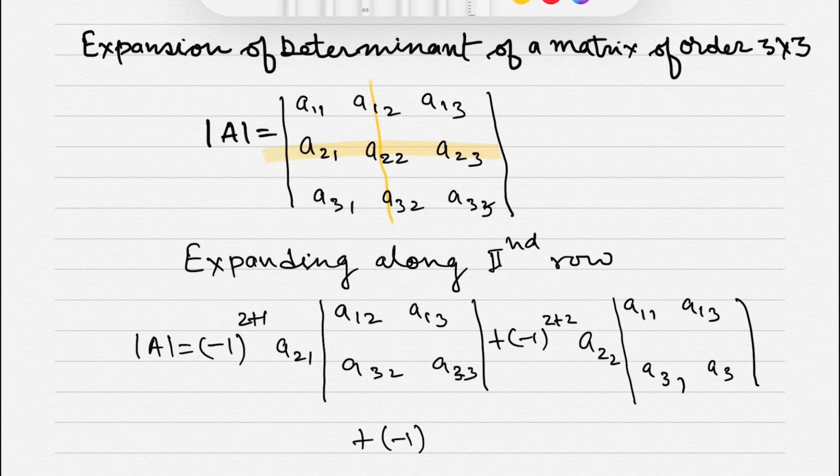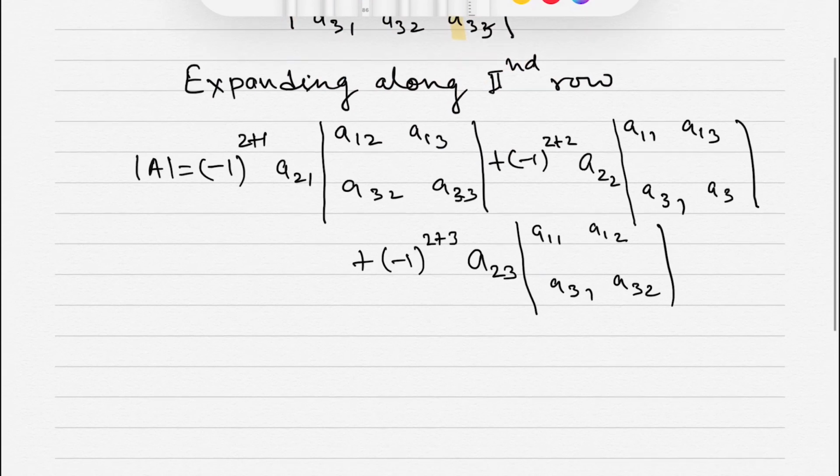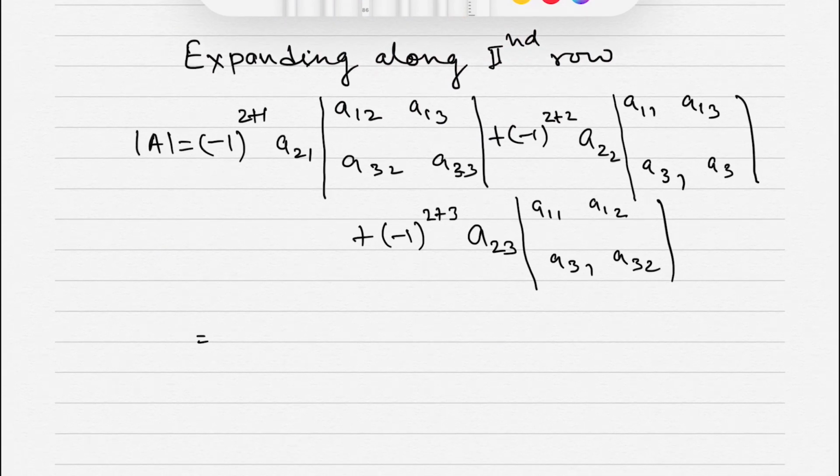Plus minus 1 to the power 2 plus 3 into A23. Now we will hide the second row and the third column, because we are multiplying by A23. So the resulting determinant is A11, A12, A31, A32.